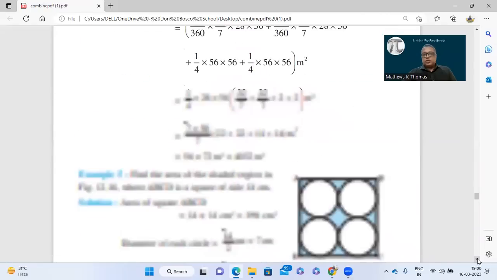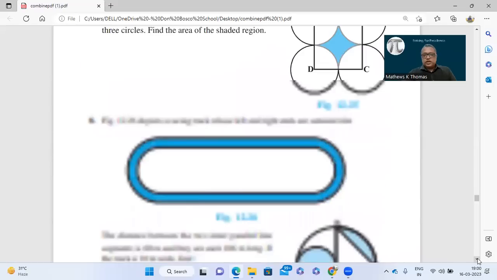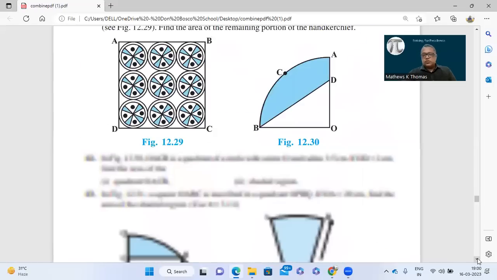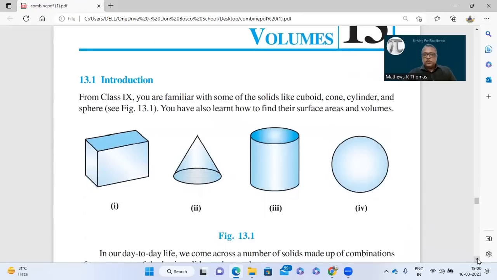Area of combination, we need not do. You can delete all this. We are not going to do any of these questions, so no need to do this. You can skip this and you can go to the 13th.